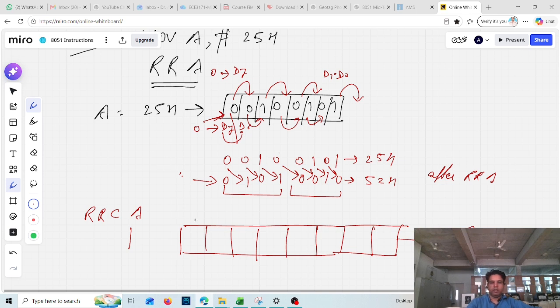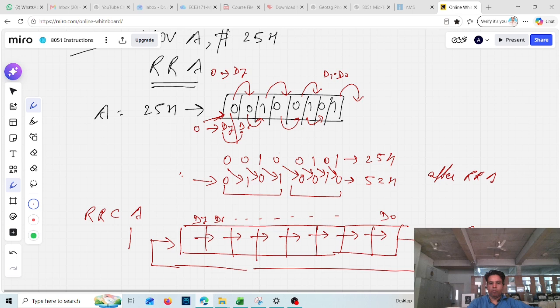Okay, and let's say this is D7, D6, D0. So D7 bit will come in this bit, D6 will come in D5, D5 will come in D4, D4 will come in D3, D3 will come in D2, D2 will come in D1, D1 will come in D0, and D0 value will go in CY, and the CY bit will come in place of D7. Okay, this is rotate right instruction.